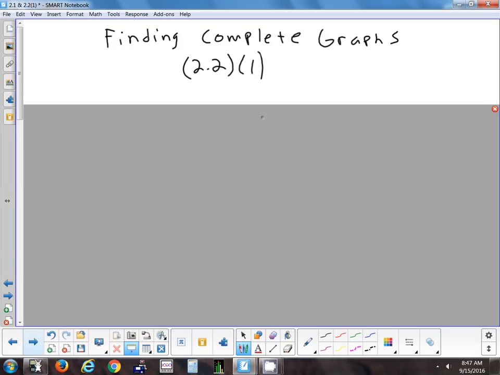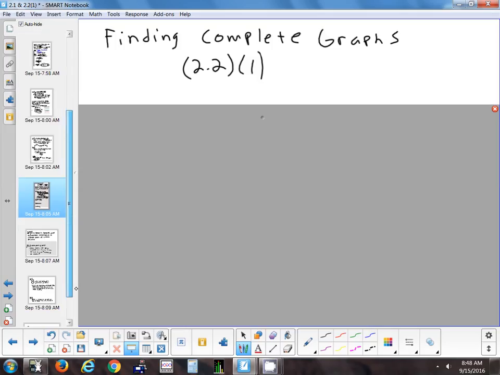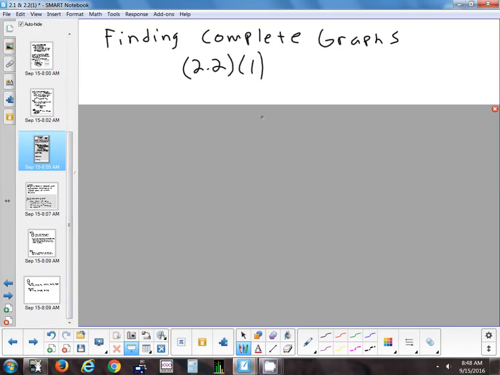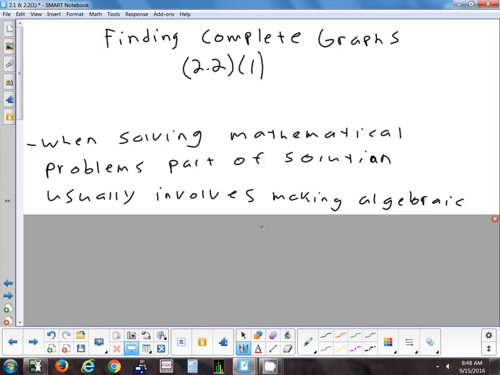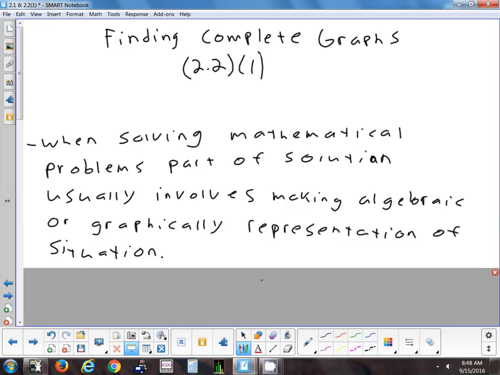So that basically finishes up section 2.1. And we'll take a look at just part of section 2.2, but we won't finish it today. All right, a reminder, we've talked about this before, and you don't have to write that down. It's basically saying when we solve a problem, usually one of the 2 methods we use is either graphing or algebraic.